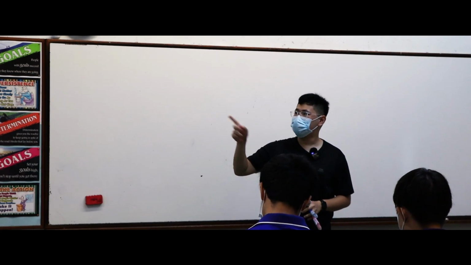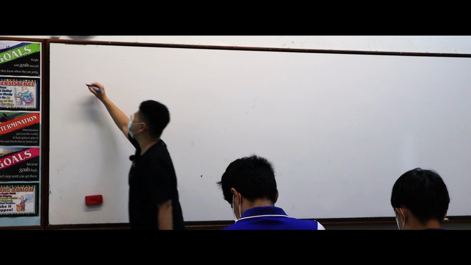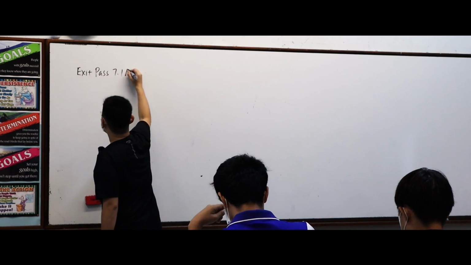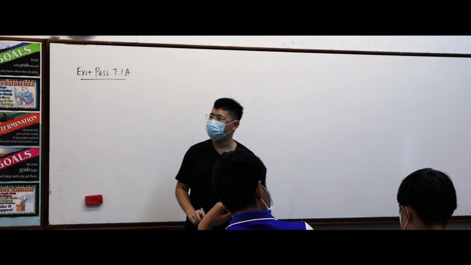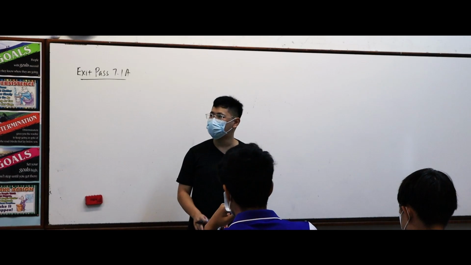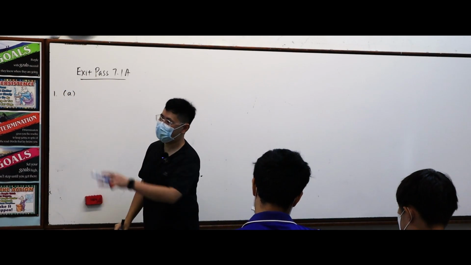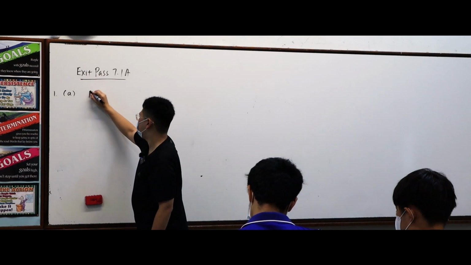Okay, so I think we just start with exit pass 7.1a, the first one. Okay, so over here we are looking for the equation of the line passing through these 2 points. The 2 points are A(6, 0) and B(0, 8).